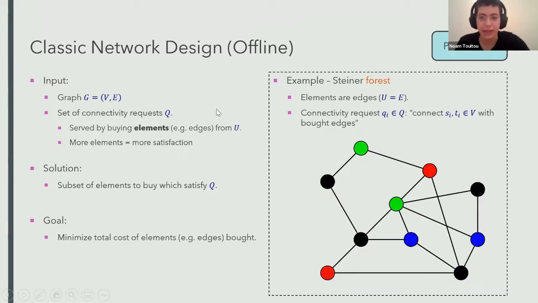Another example is Steiner forest. In this problem, again, the elements are the edges, and the connectivity request is of the form connect some pair of vertices using edges. So here each pair is shown by a different color, and here is a solution which connects every pair.